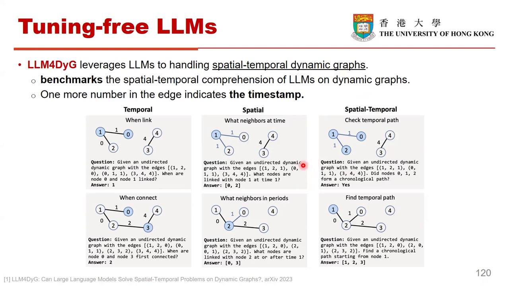In the general graphs, all the nodes and the edges are static, so it will never change. And in the spatial temporal dynamic graphs, we have one more value in the edge to demonstrate the time step when the edge will happen, when the connection will happen in this graph. So actually the graph is evolving, dynamically changing under different time steps. When prompting the graph into natural language, when we demonstrate each edge, we have one more value to indicate the time step. Just like this, and then go through the questions and give the final answer. So this is the task that the author designed in this work, large language model for dynamic graphs.